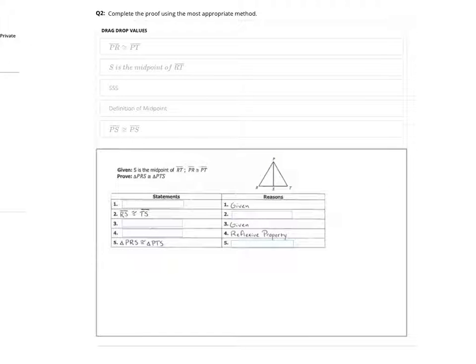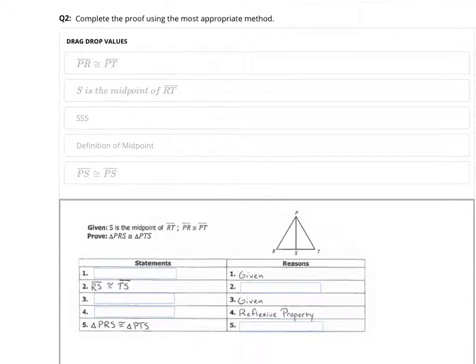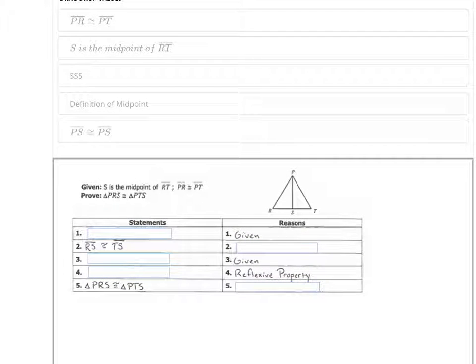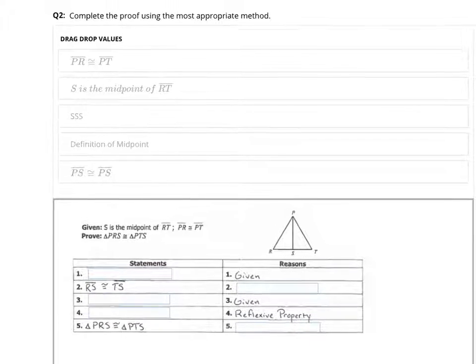Number 2, we've got a proof here. Okay. Mr. Hughes has filled some of this in. You're going to drag and drop all the information up here, down here. I do want to give you a little hint.